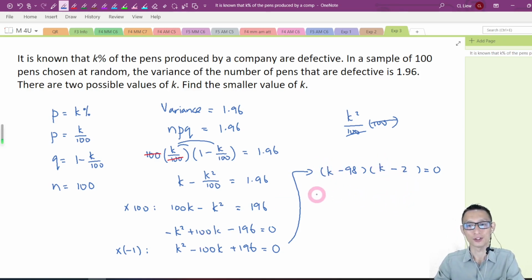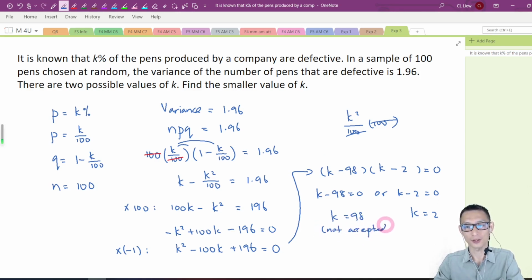Okay, now K minus 98 is equal to 0, or K minus 2 is equal to 0. So K is equal to 98, K is equal to 2. But the question only asks for one value of K, which is the smaller value of K. Therefore, this one is not accepted. The smaller value of K is equal to 2.